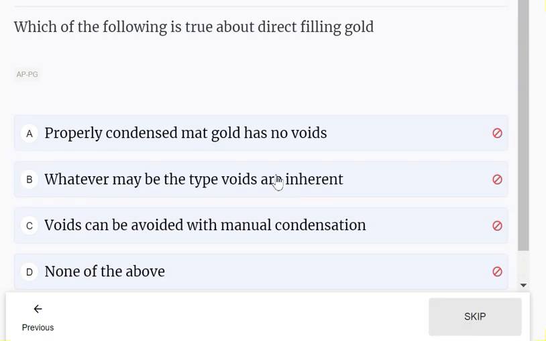Which of the following is true about direct filling gold? Properly condensed matte gold has no voids. Whatever may be the type, voids are inherent. Voids can be avoided with manual condensation. Whatever may be the type, voids are inherent.